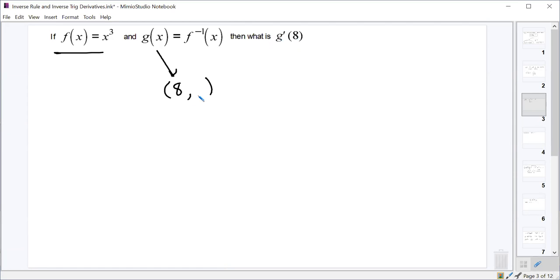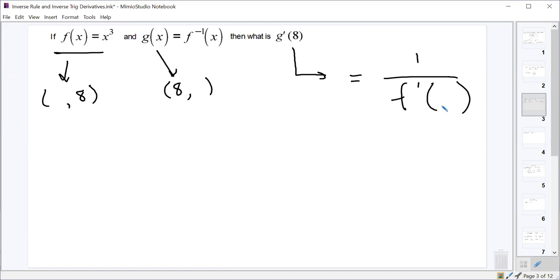Otherwise, we can't find the derivative of g at 8. So what can you tell me about a similar related point for f of x? There's a y value at 8 of 8. Right, there should be a y value of 8, right? And if we want g prime of 8, g prime of 8 should equal 1 over f prime of whatever this x value is. Right?